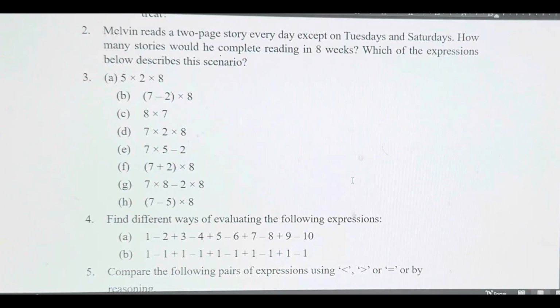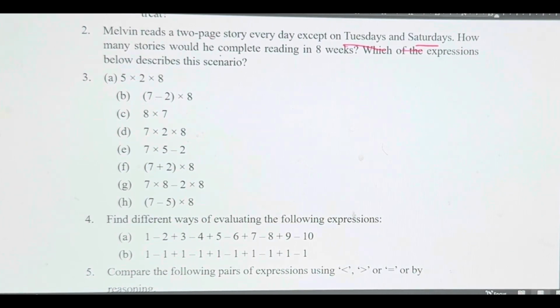Melvin reads a 2-page story every day except on Tuesdays and Saturdays. How many stories would he complete reading in 8 weeks? Which of the expression below describes the scenario? Right? So first you need to think it mentally. Right? So actually there are 7 days in a week and Melvin is not reading on Tuesdays and Saturdays. Right? Tuesdays and Saturdays. So how many days are left are 5 days. Right? Here, don't get confused with this word 2-page.